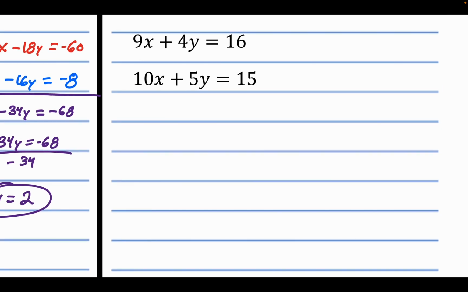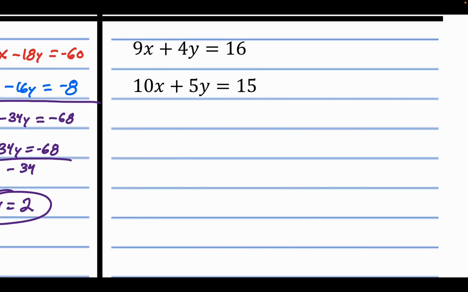Last problem for the video. I need to make them be equal opposite coefficients. For 9 and 10, I'm pretty sure the first number they both go into is 90. So we're not going to do that. And the first number for 4 and 5 is 20. Still not great, but it's better than 90.